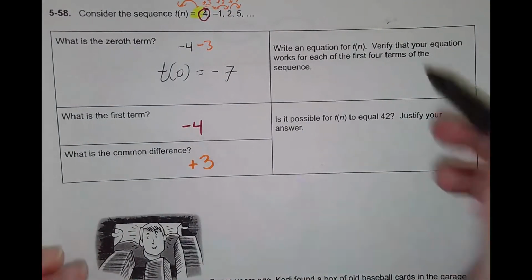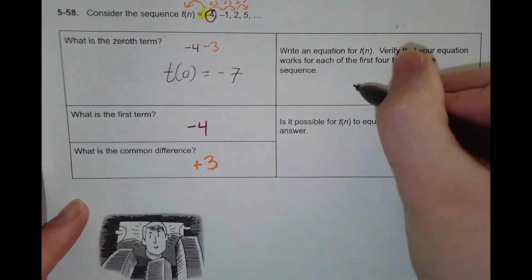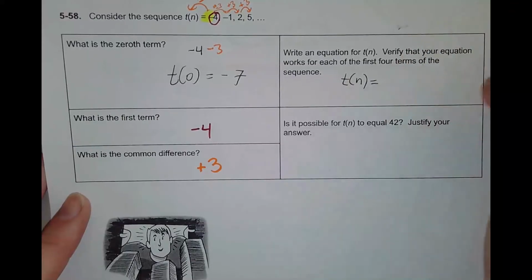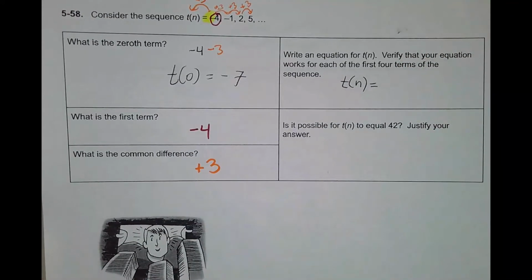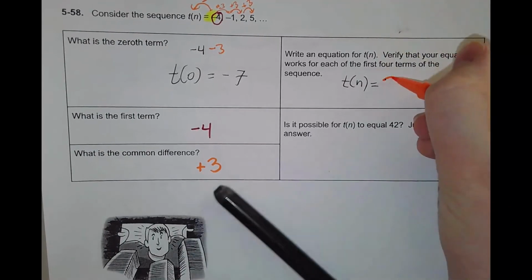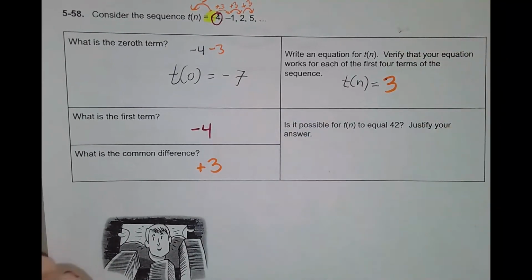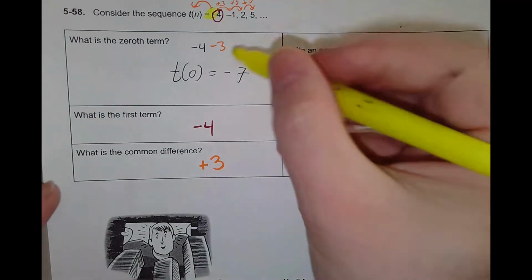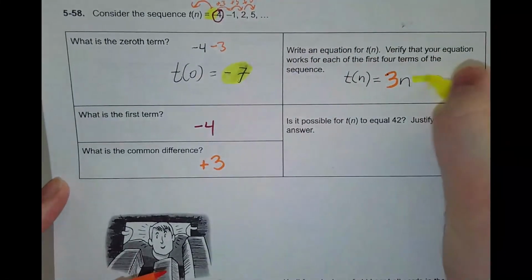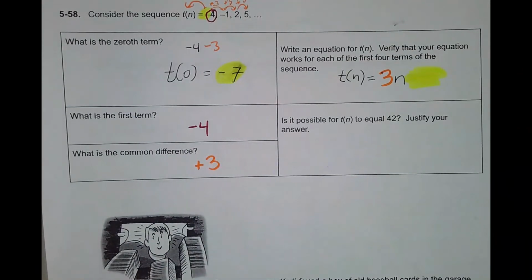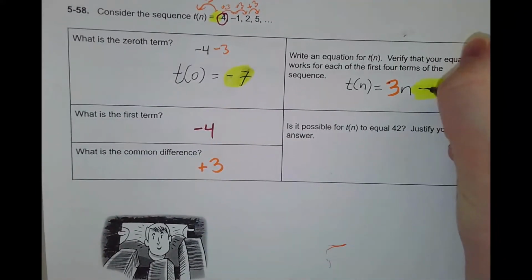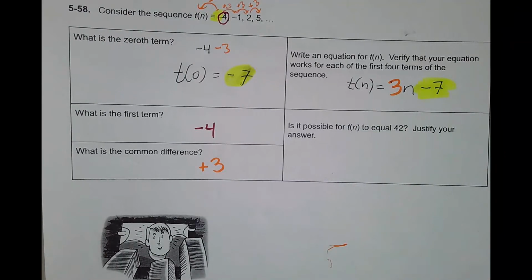Check your work for this one. Write the equation for t of n. Verify that your equation is correct. So the correct equation would be, let me do the right color here, the slope of 3 and our zeroth term. Not our first term. We don't care about the first term for this equation. It's the number before it. So it'd be -7. Now let's just confirm.